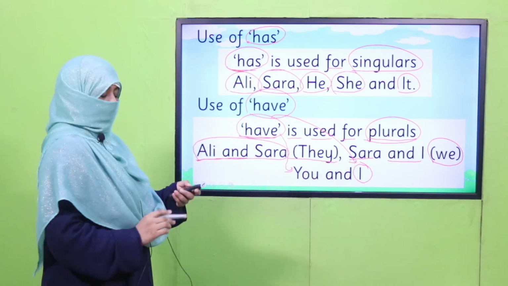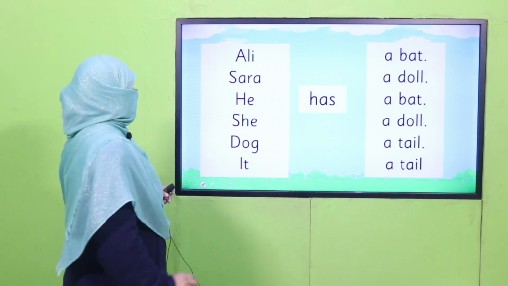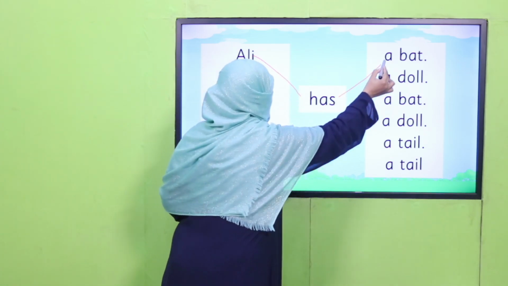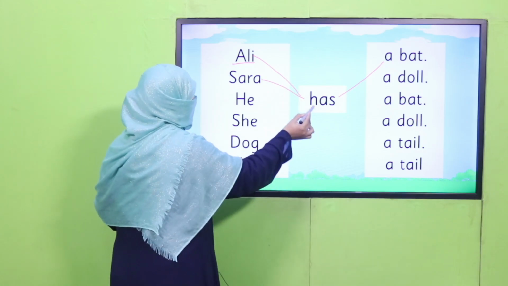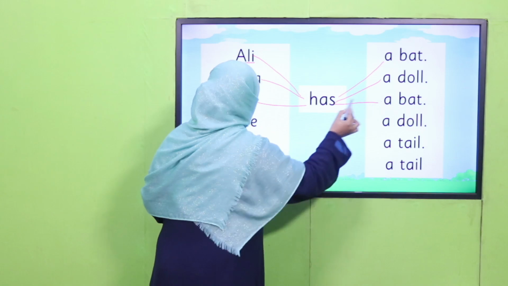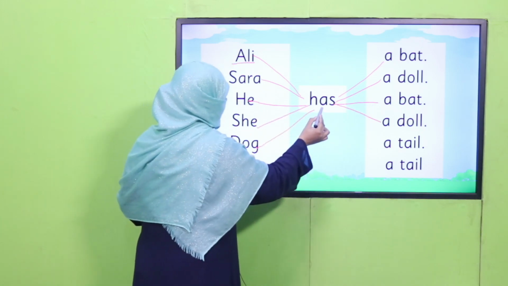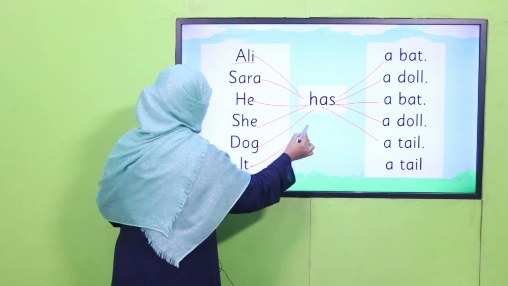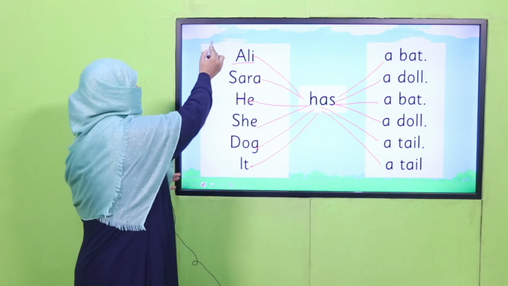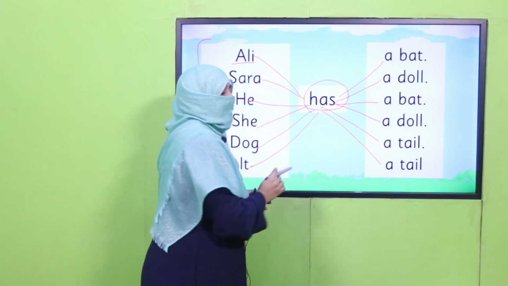You got it? I have made a table so that you can learn it. How do we do it? Ali has a bat. Sarah has a doll. He has a bat. She has a doll. Dog has a tail. It has a tail. This is how these are the singular naming words, and we use has to show its position.